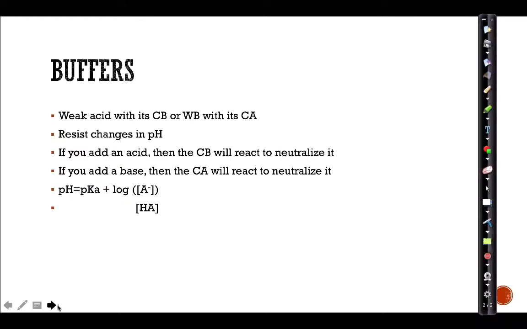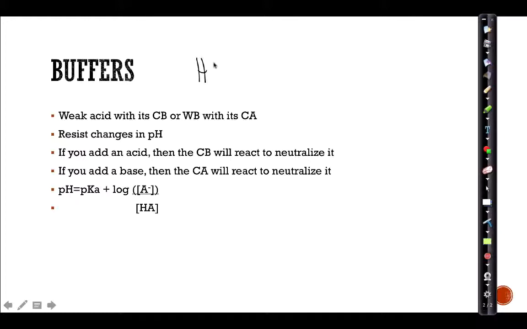All right, so a buffer, remember, is a weak acid with its conjugate base or a weak base with its conjugate acid. So it's important to remember that if you read a question and you see that you have a weak acid with its conjugate base, or vice versa, you have a buffer. Buffers resist changes in pH, and that's because you have both components there. So you would have an acid and also a base.